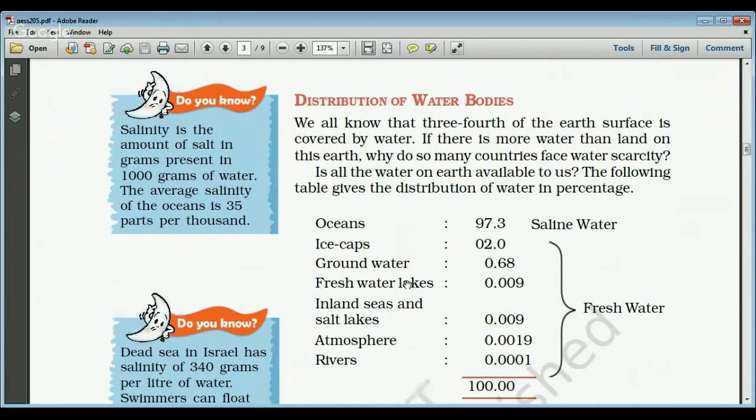Now, what is salinity? Salinity is the amount of salt in grams present in 1000 grams of water. So if 1000 grams of water have, suppose, 35 grams of salt dissolved in it, the salinity would be 35 parts per thousand. And the average salinity of the oceans is 35 parts per thousand.